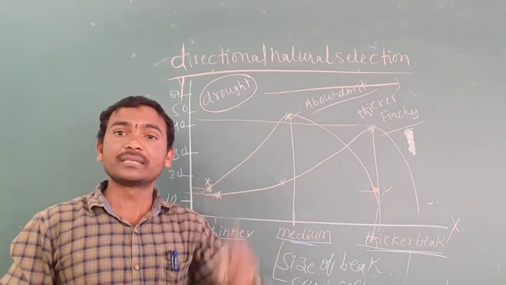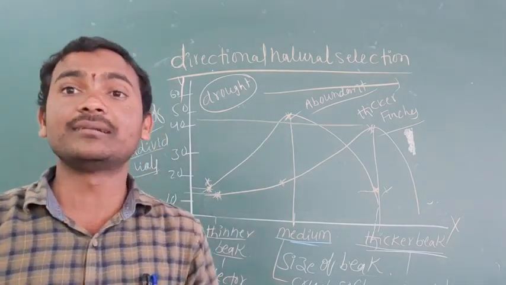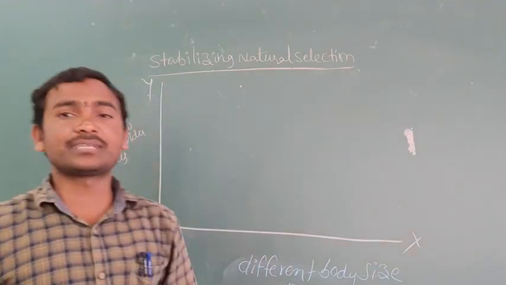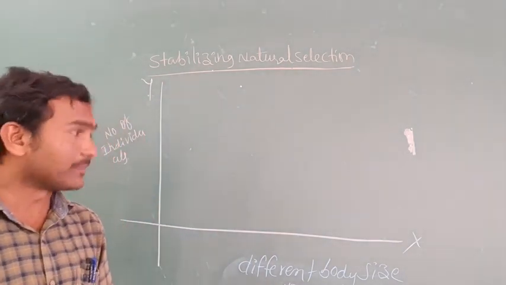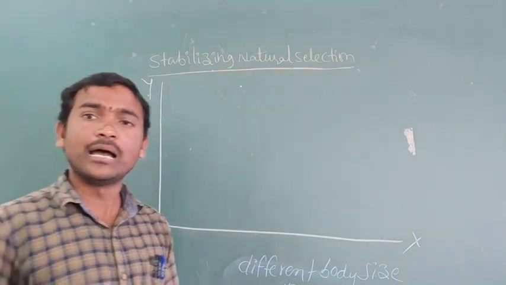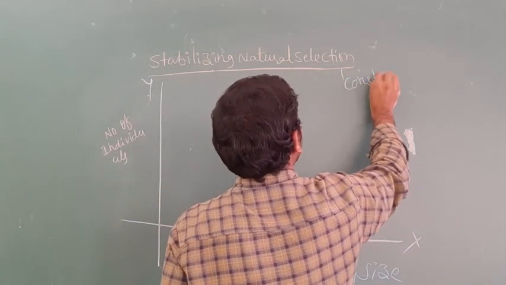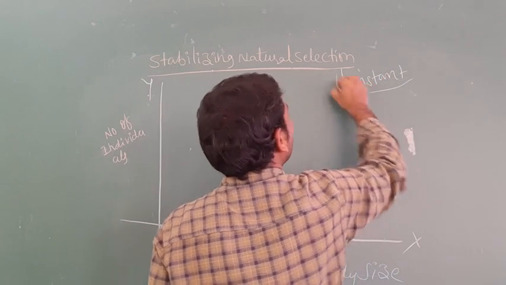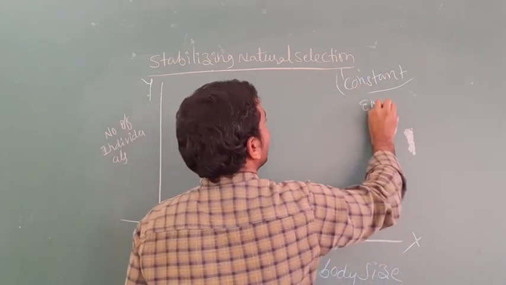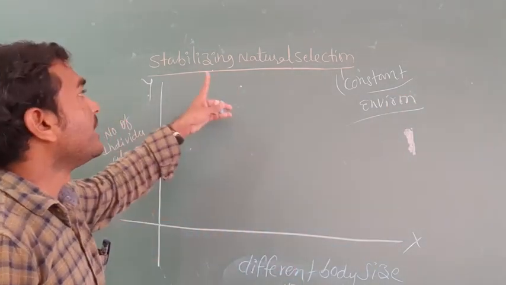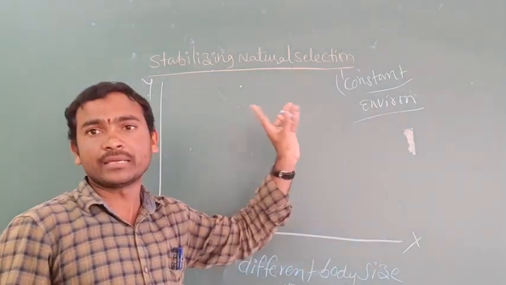Okay, then after that, the stabilizing natural selection. What is the specialty of the stabilizing natural selection? It happens in a constant environmental condition. This type of natural selection happens in a constant environment.